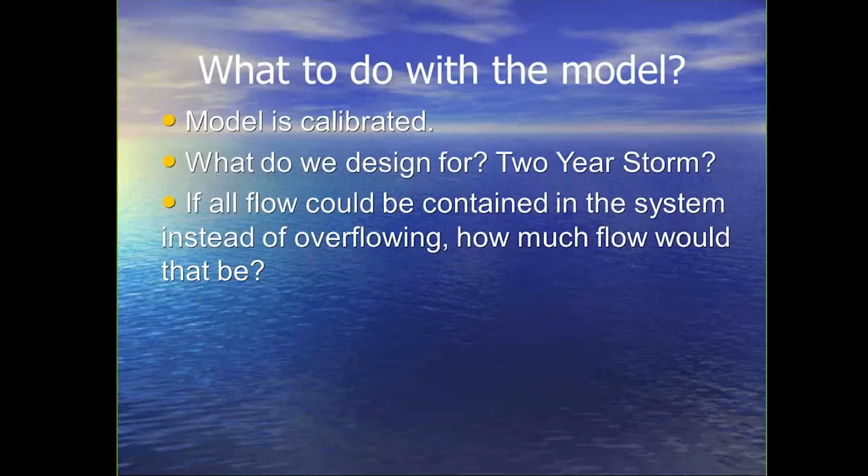So we now have our calibrated model, and what do we do with it? Like, what do we design for? Is it a 2-year storm, or what should we be doing? So one of the thoughts I had was, if all that flow could be contained in the system instead of overflowing, how much flow would that be?